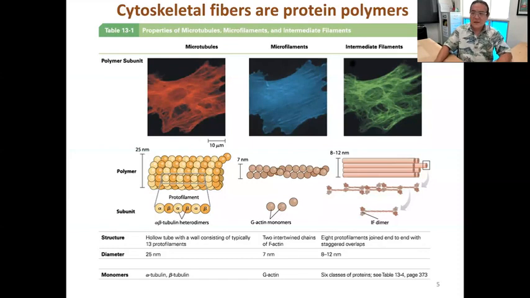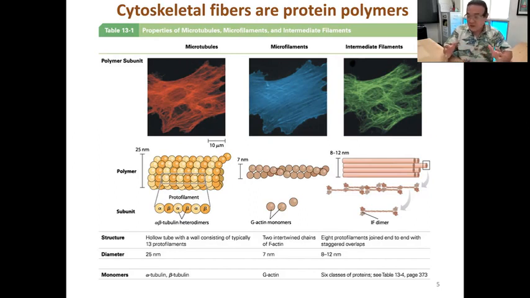Okay. So we mentioned that there are 3 main protein fiber types that make up these cytoskeletal fibers. They are the microtubules, the microfilaments, and the intermediate filaments. Those are the 3 main cytoskeletal fibers. So we're going to spend most of today's lecture just looking at how these fibers differ from each other, not only in construction, but also things like function.